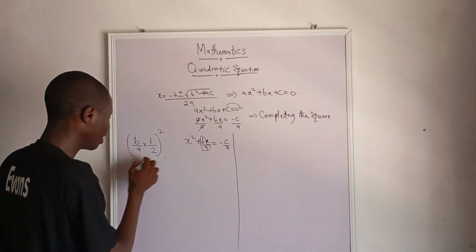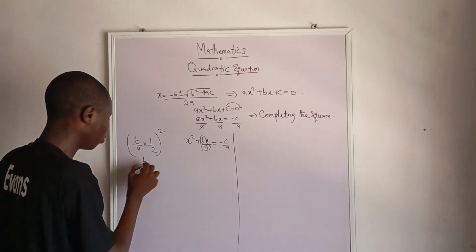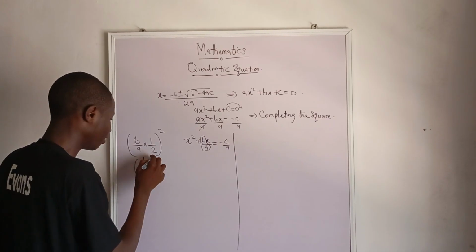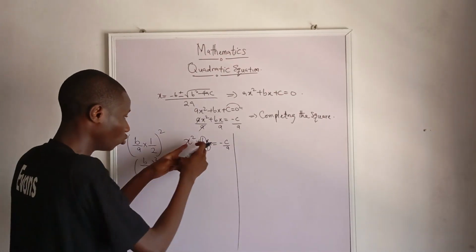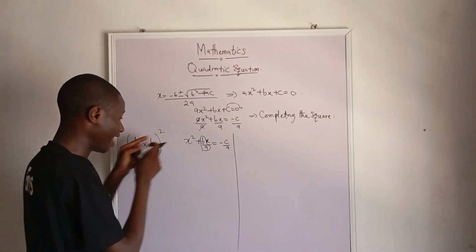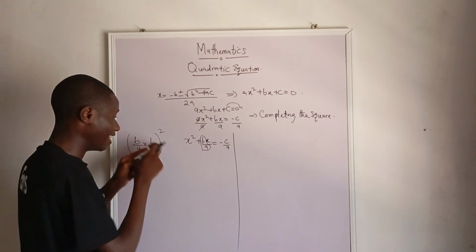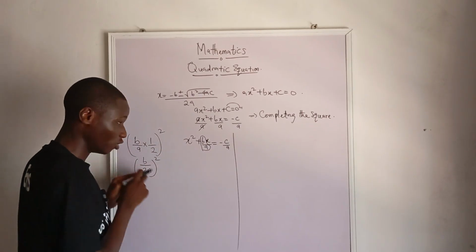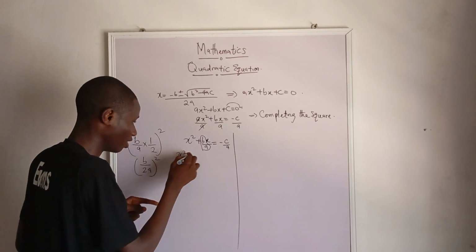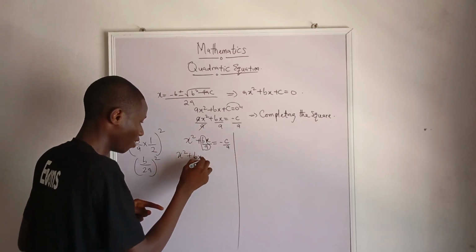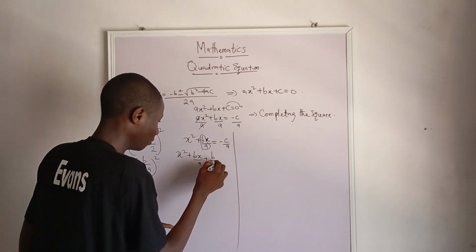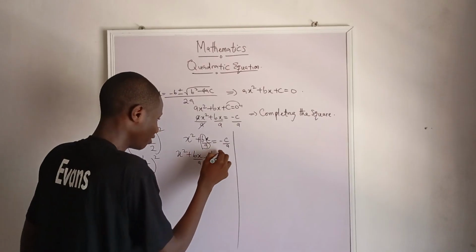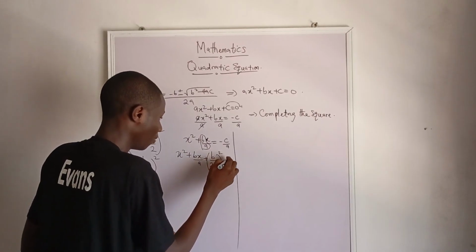Now you're going to get what? b over 2a, then you square it. You understand? So I will now add it to both sides. Do you remember what I did? b over a, I multiplied it by 1 over 2, then I squared it, so I get b over 2a. So the same thing here, x squared plus bx over a, you add b over 2a squared to both sides, equals minus c over a.